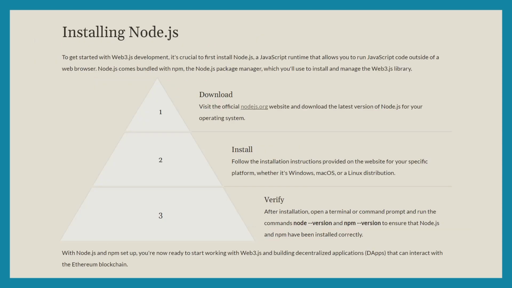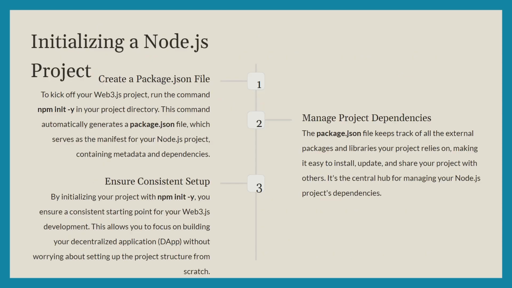Next, you have to initialize a Node.js project, creating a package.json file. To kick off your web3.js project, run the command npm init -y in your project directory. The command automatically generates a package.json file, which serves as the manifest for your Node.js project, containing metadata and dependencies. JSON stands for JavaScript Object Notation, right?